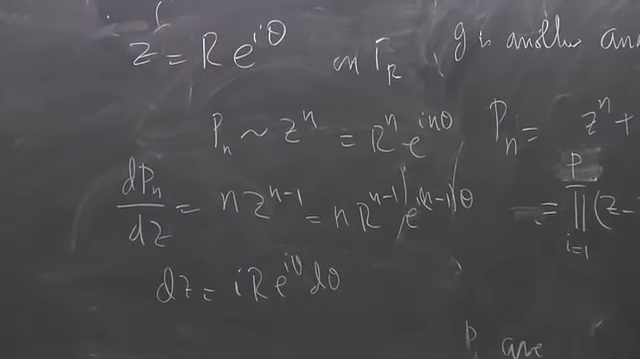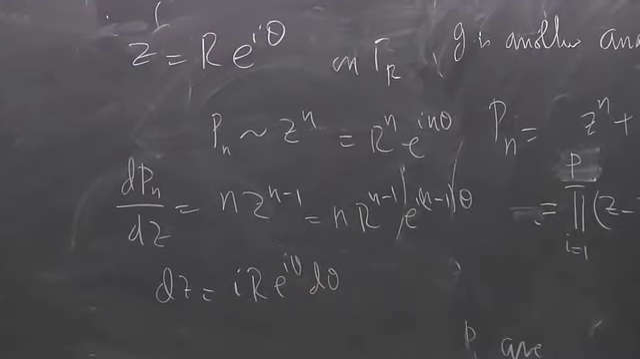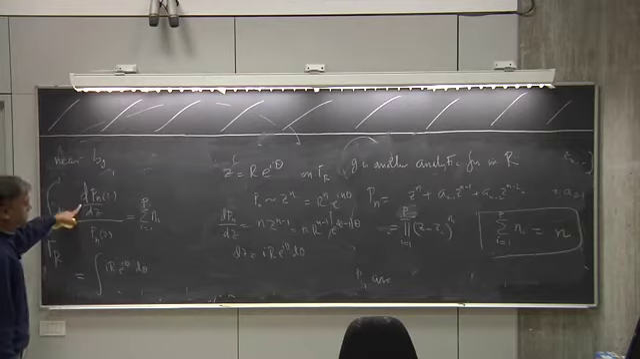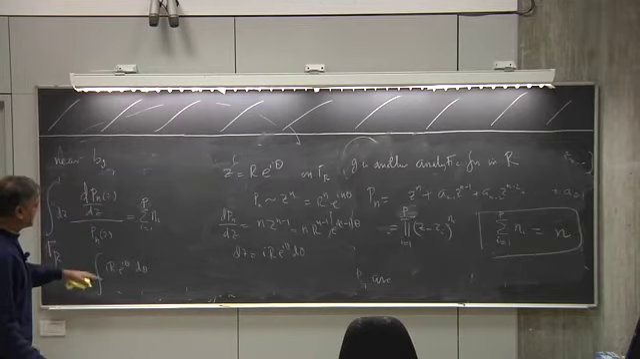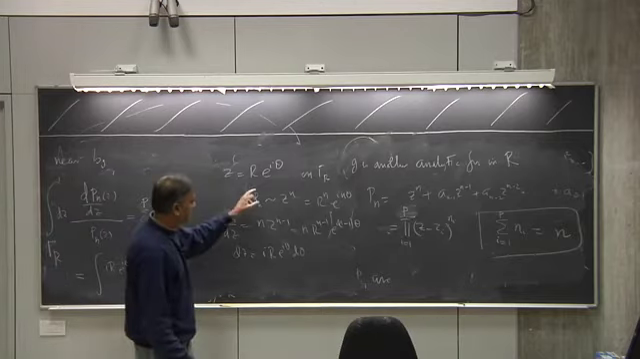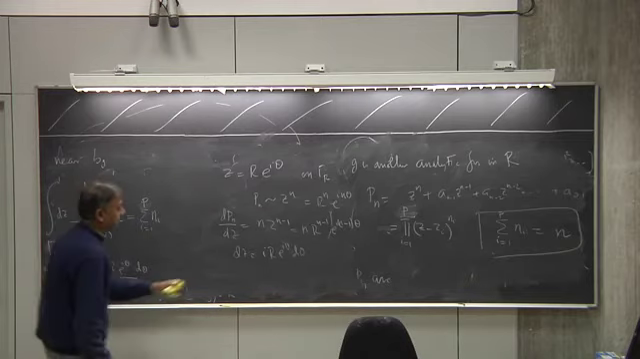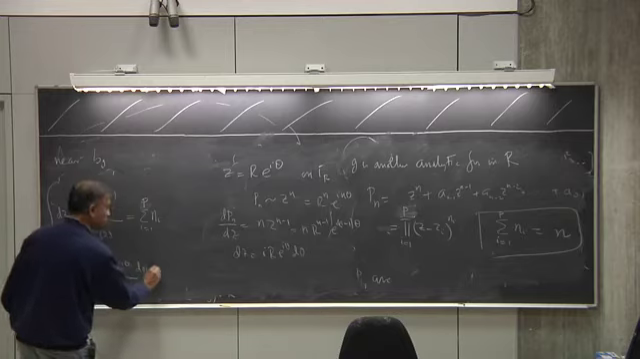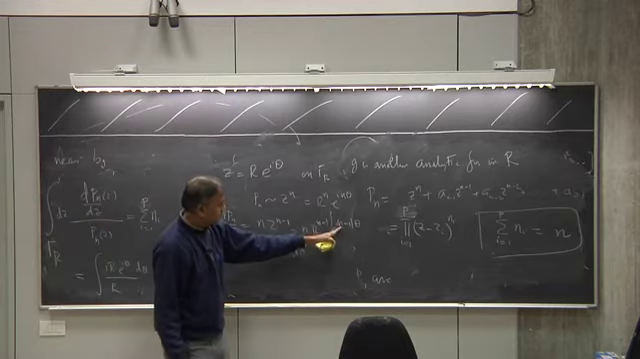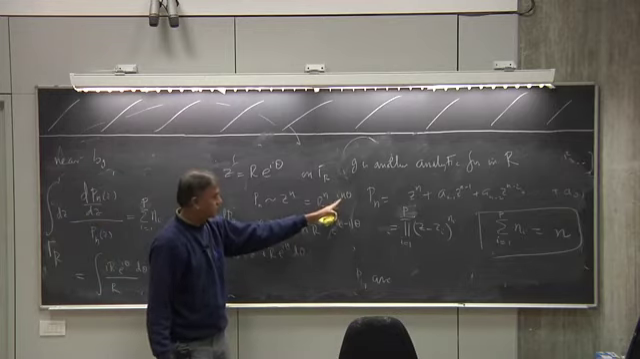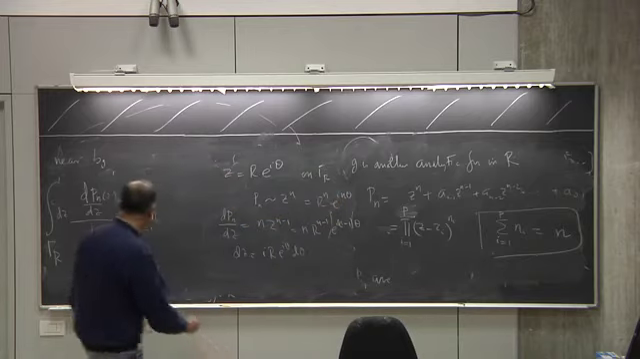So put them all together. The left hand side is simply the integral, and there is a dz here, so i r e to the i theta d theta, that's dz. In this ratio, you see this divided by that. So r to the n minus 1 removes n minus 1 powers, but there is 1 power left over. So there is a 1 over r here, and there is n in the numerator, and e to the i n minus 1 theta divided into e to the i n theta leaves e to the i theta here.